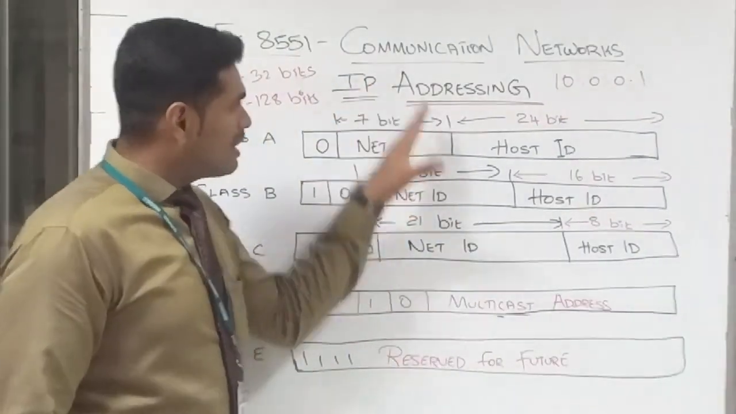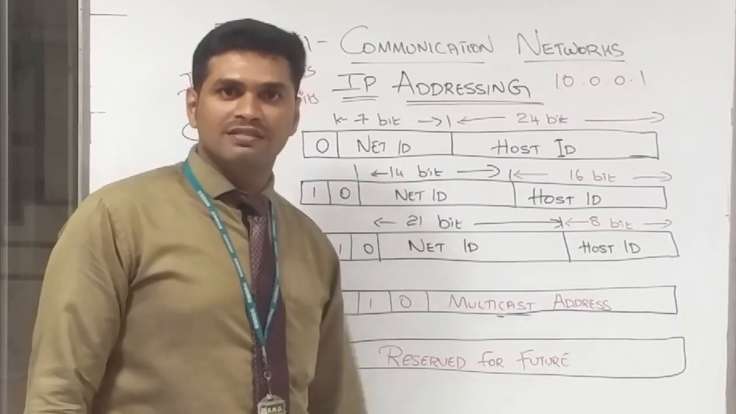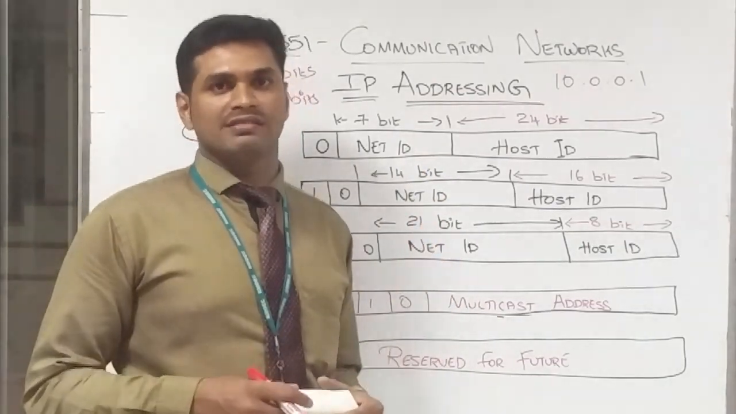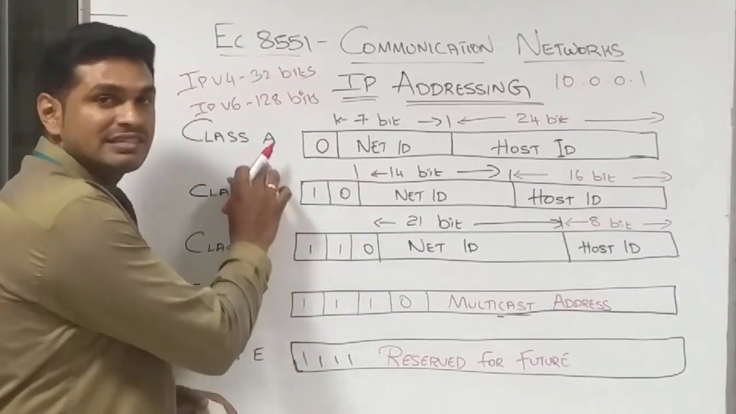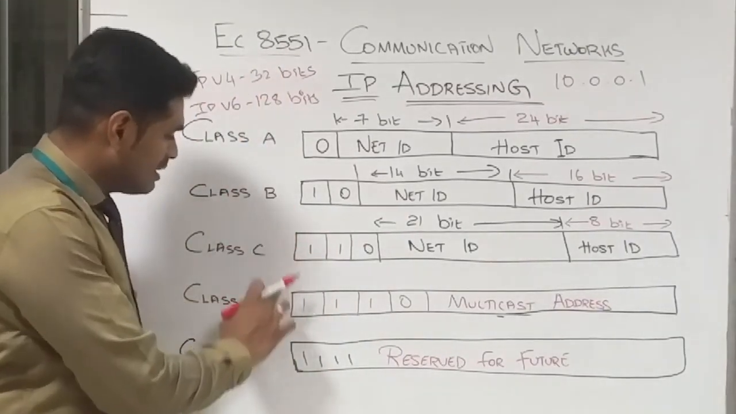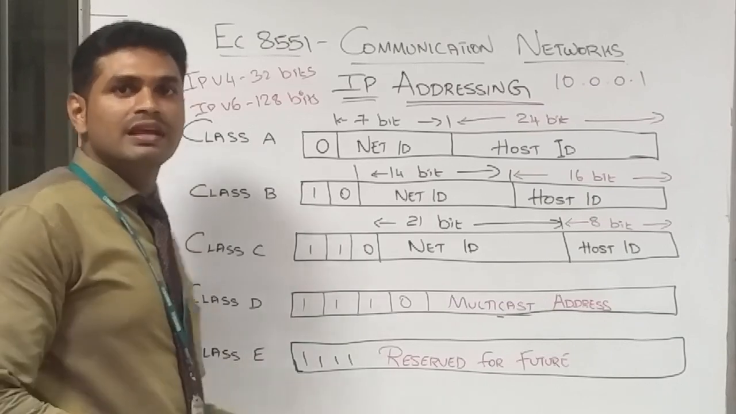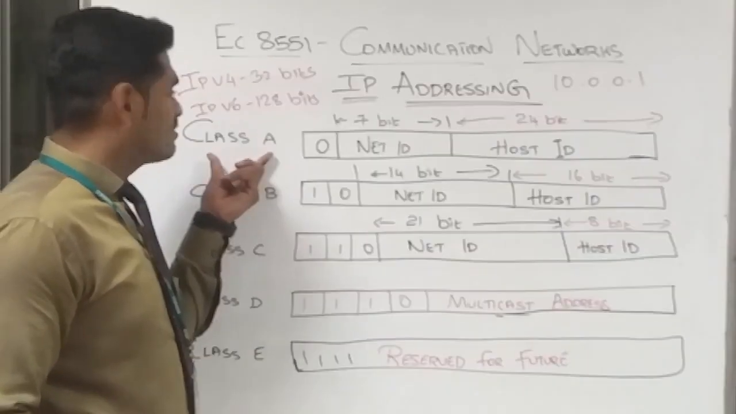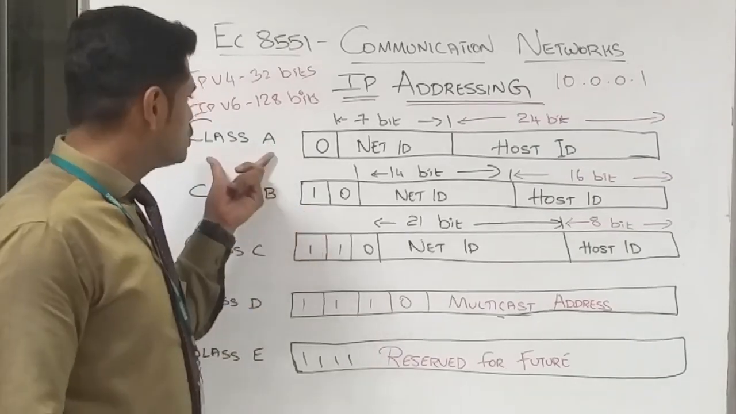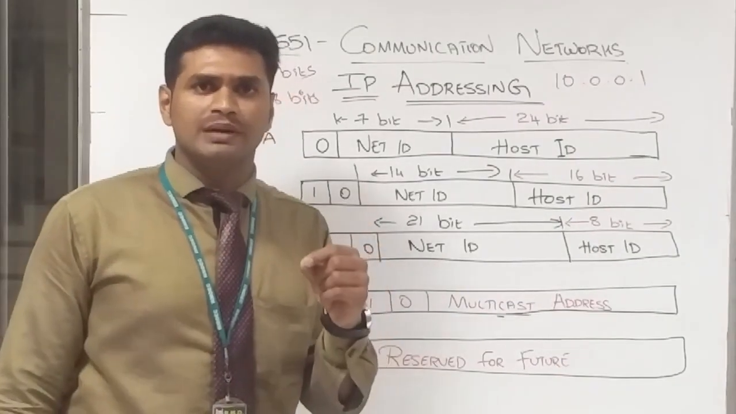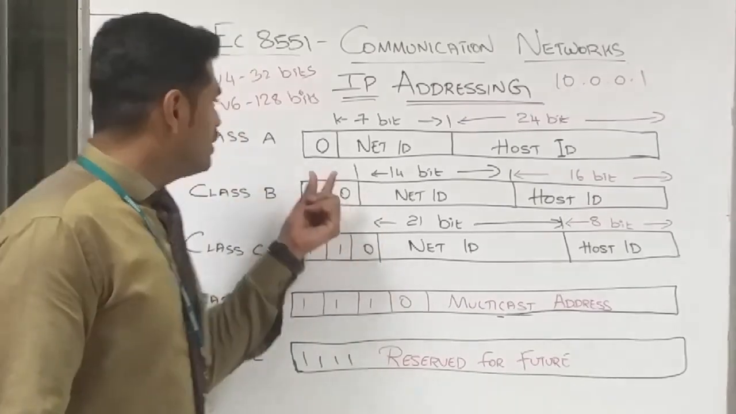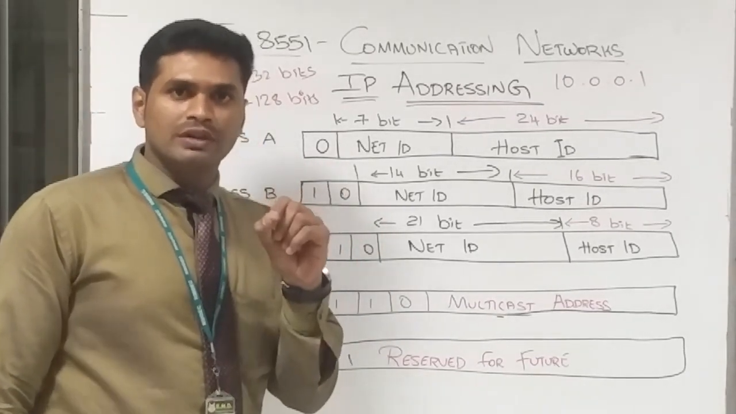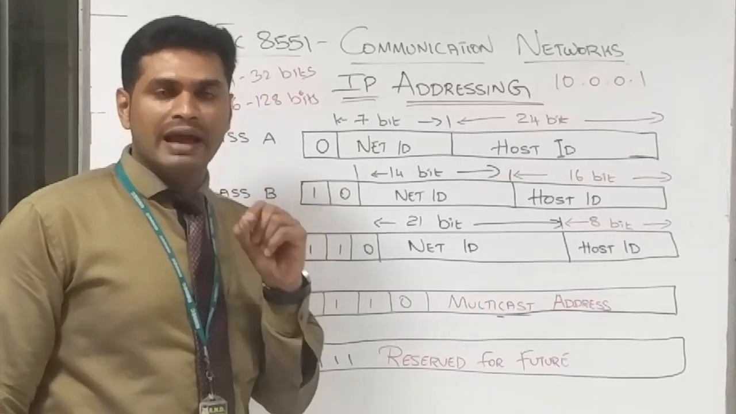This IP version 4 addressing scheme is classful addressing. It means it can be categorized into different classes: class A, class B, class C, class D, and class E. First we'll discuss class A. To identify whether a particular address belongs to class A, we need to check the very first bit. If the very first bit is 0, then it belongs to a class A address.